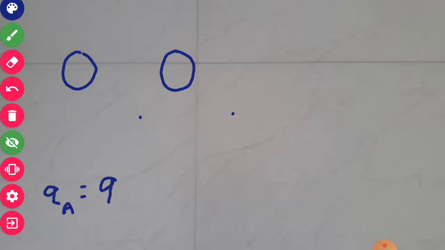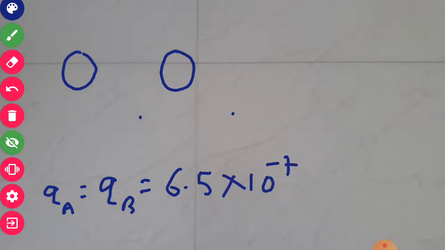You have, say, how many spheres? Earlier we had 2 spheres. So we had these 2 spheres. The charge on these spheres is the same. That charge I am writing here, QA and QB. Both the charges are the same and they are 6.5 into 10 to the power minus 7 coulomb.